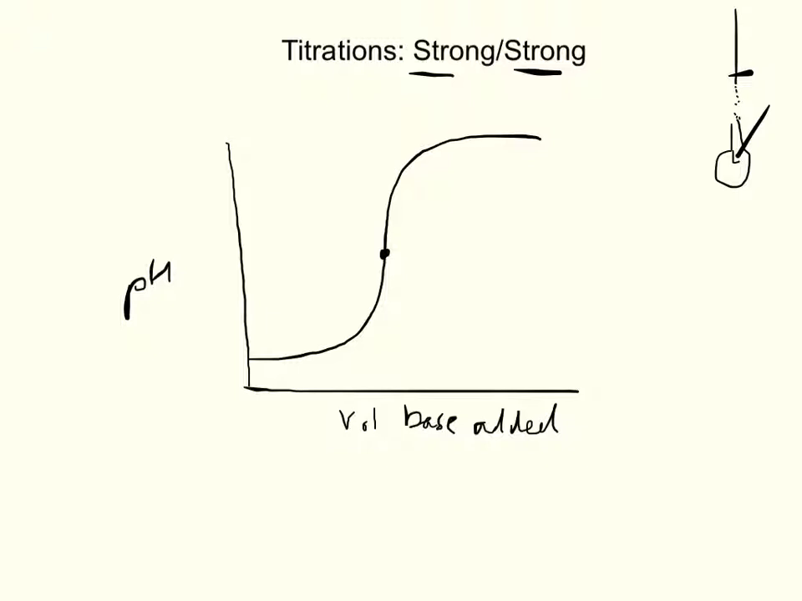It'll be a general curve like this, where the line is very, very steep. Okay? The pH changes very, very suddenly because there's no buffering capacity when you have strong acids and strong bases. This point right in the middle here has a special name. It will be at a pH of 7 if you're mixing a strong acid with a strong base, and this is called the equivalence point.